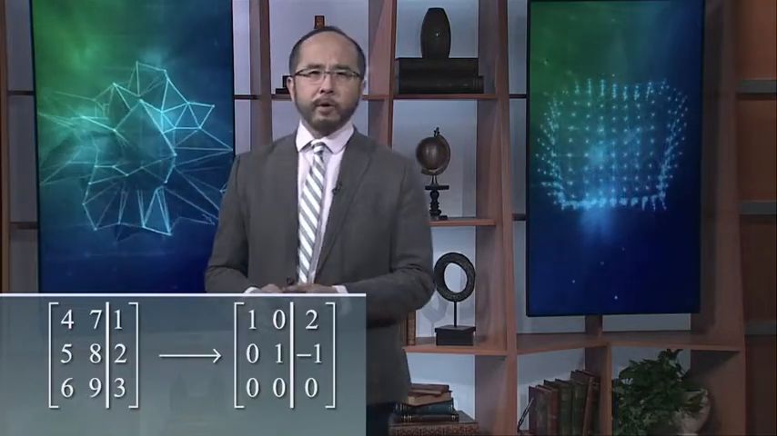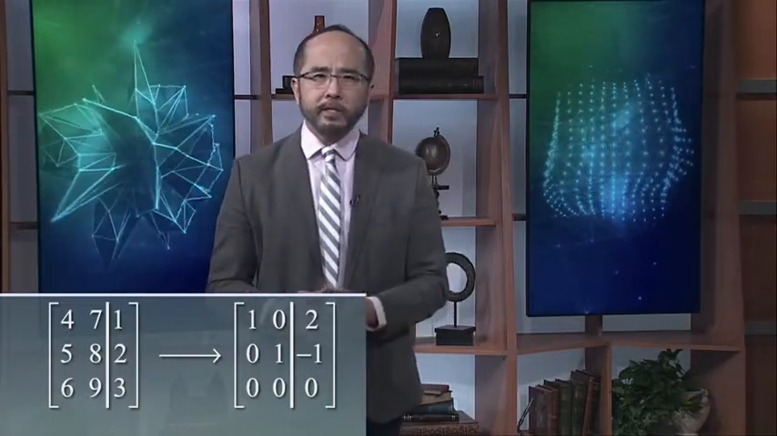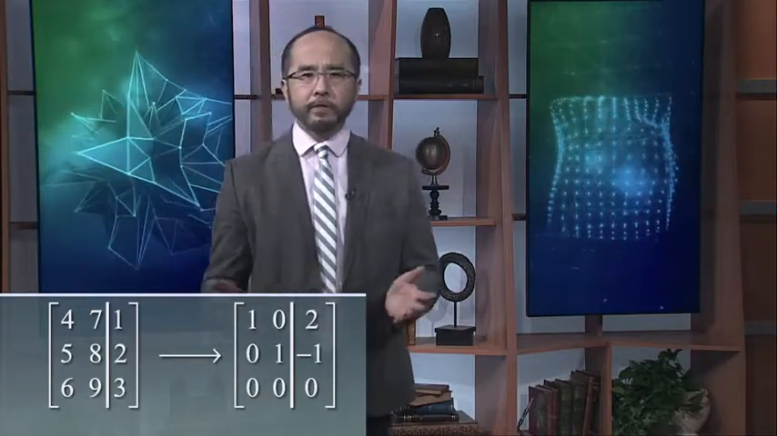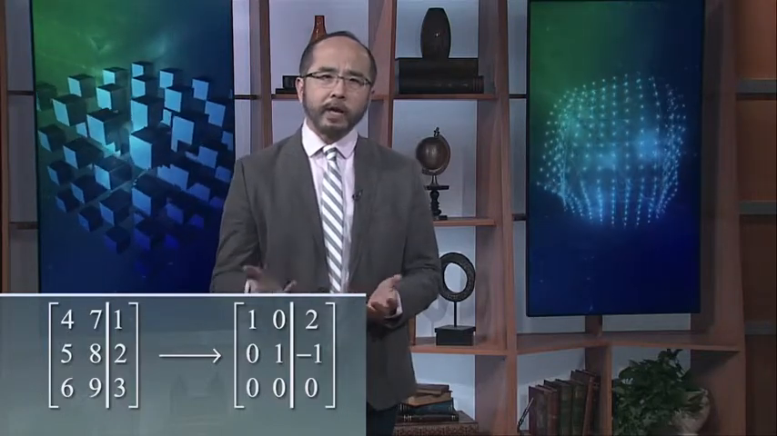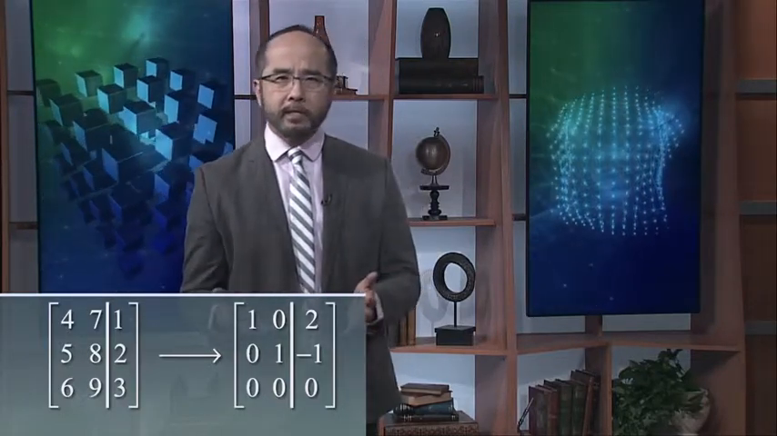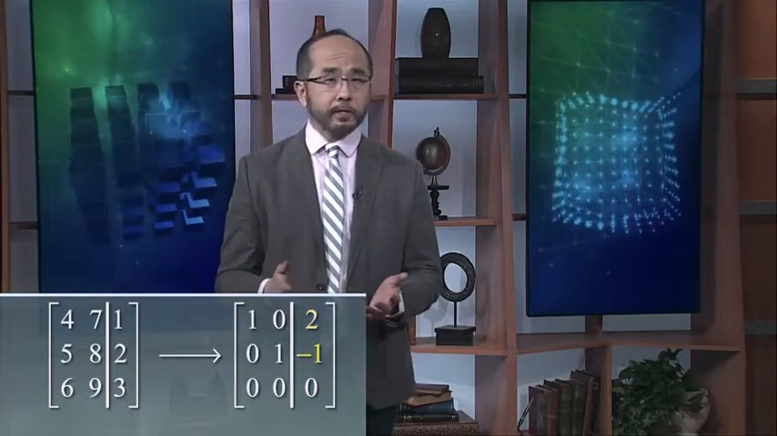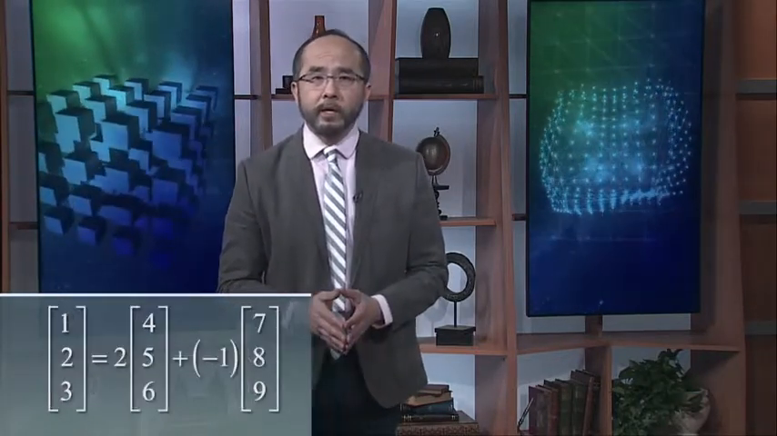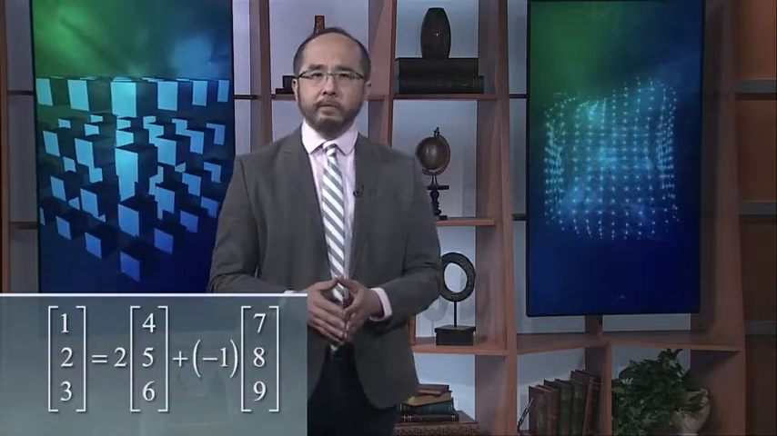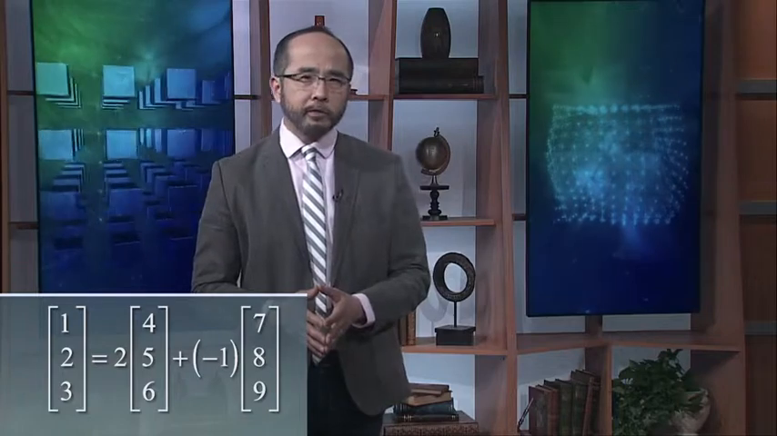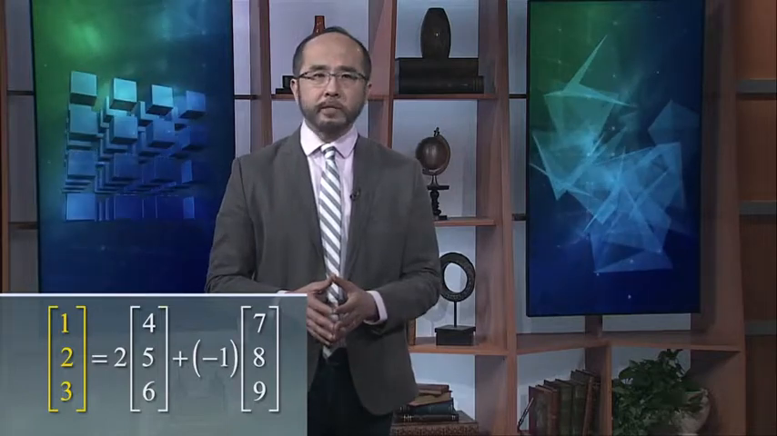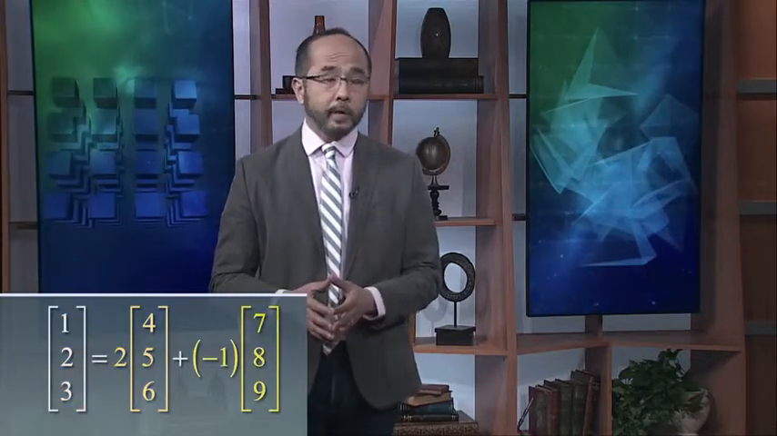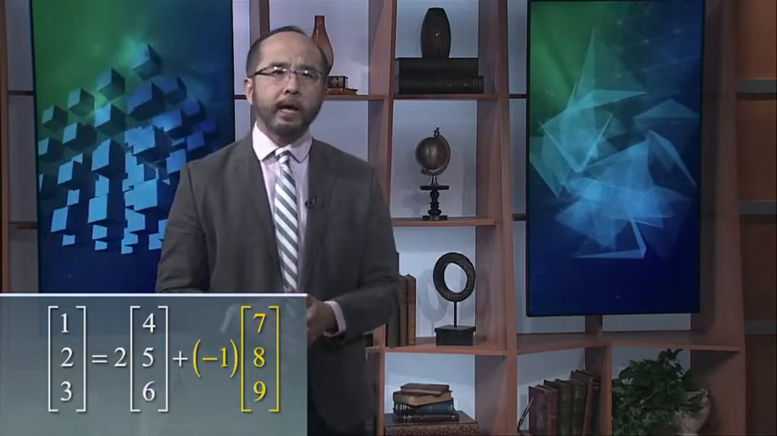And when you put it in reduced row echelon form, you see that there is no inconsistency because there is no row that is all zeros on the left while being non-zero on the right. This RREF shows that a solution exists, namely x1 equals 2 and x2 equals -1. So the answer to our question is yes. 1, 2, 3 is in the span of the two vectors, and we just solved for the coefficients. So we know that 1, 2, 3 is 2 times 4, 5, 6 plus -1 times 7, 8, 9.